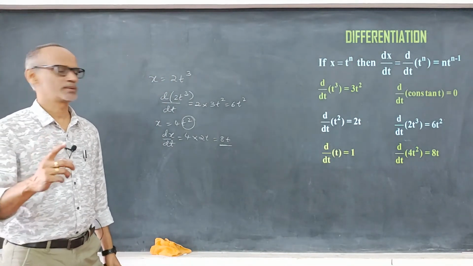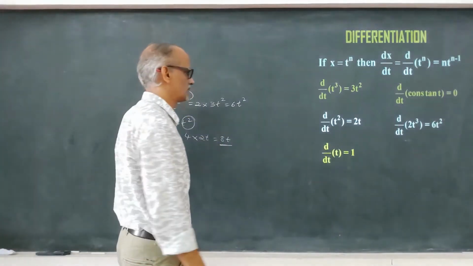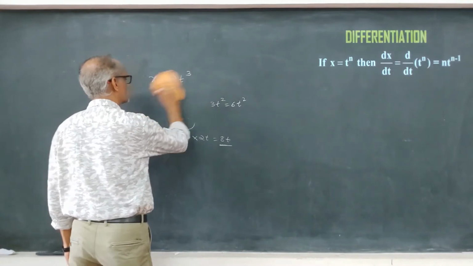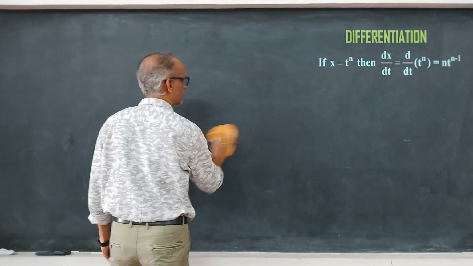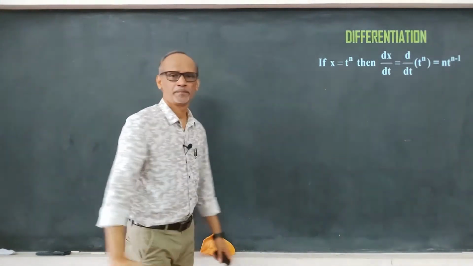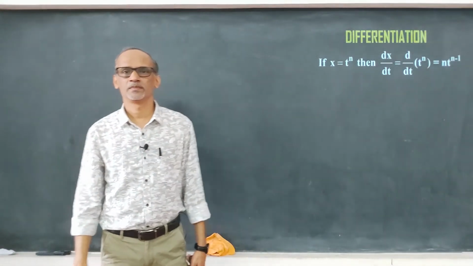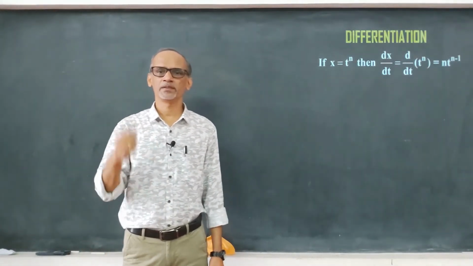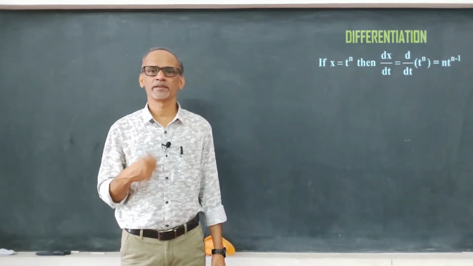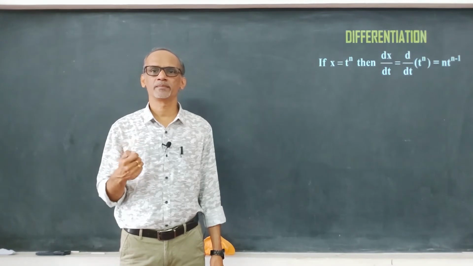Is that clear, students? So let's recall all this once again. Important, because based on this we are going to solve the problem right now. Okay, right. So first formula, what is the differentiation of t to the power n? You have to repeat all these formulas again and again, only then you will be able to remember. What is the differentiation of t to the power n? n into t to the power n minus 1.